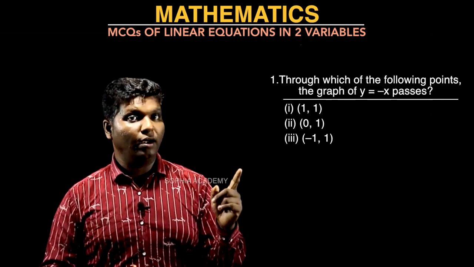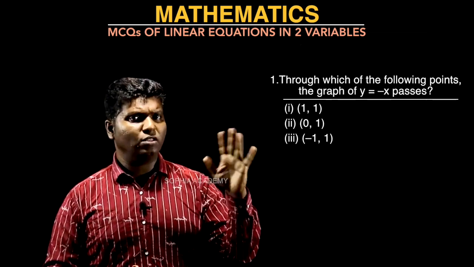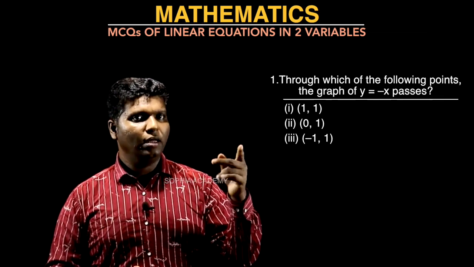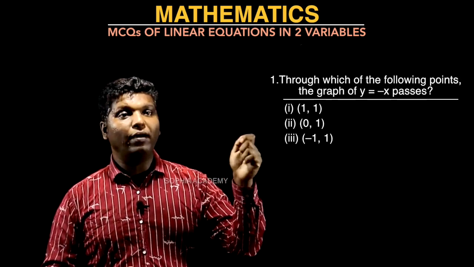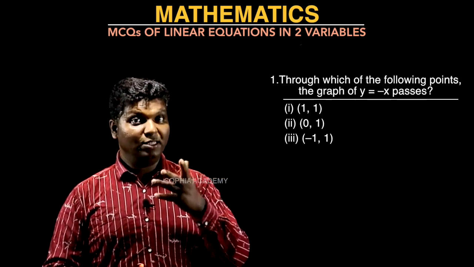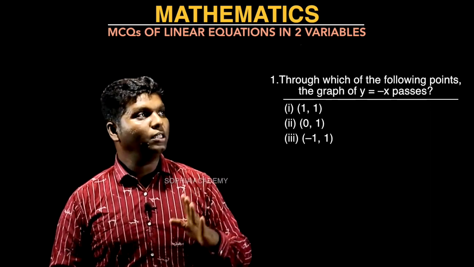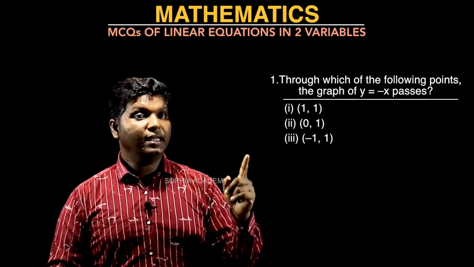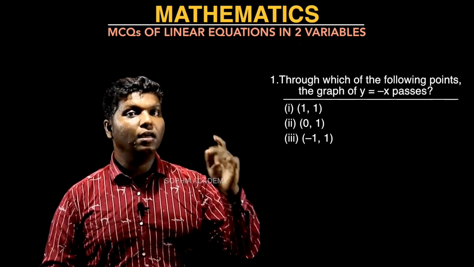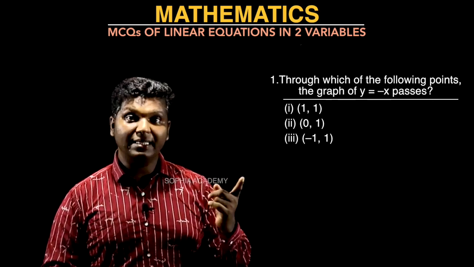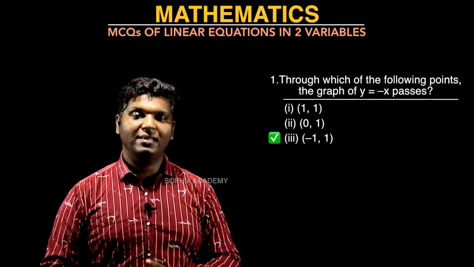The first option is 1, 1. Here the x is 1, y is 1. Our question is, is y equal to minus of x? No, right? Second one, the x value is 0. So is the y value minus 0? No. Minus 0 means it's 0 itself, right? Is it 0? No. So the first two options are not. What about the third option? Minus 1, 1. Here the x is minus 1. So the opposite of minus 1, the minus of minus 1, what is it? Plus 1. Is the y value plus 1? Yes, it is. So that's the answer. Third one, minus 1, 1 is the right answer.